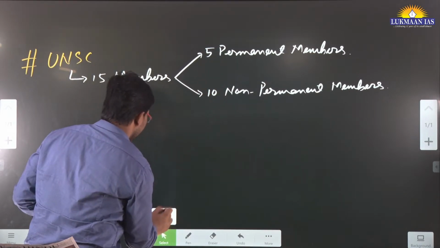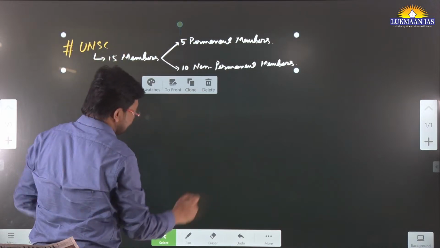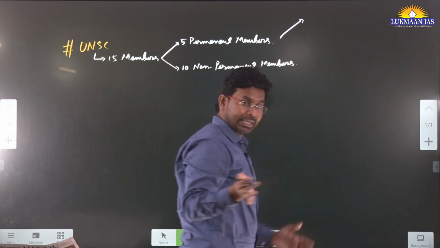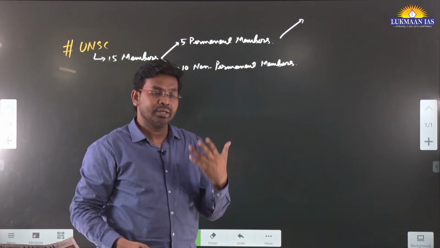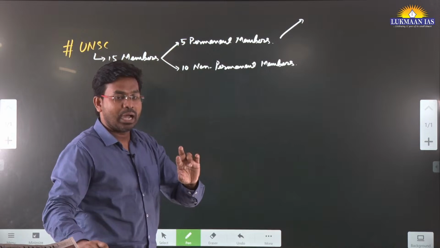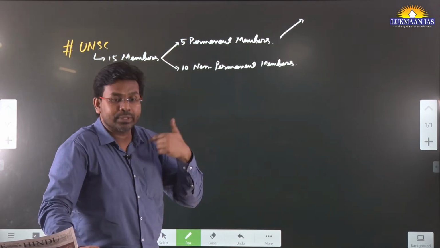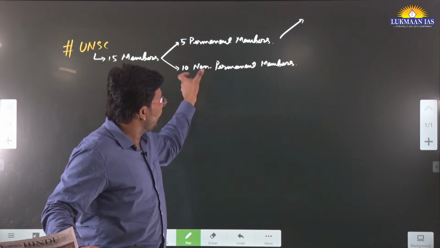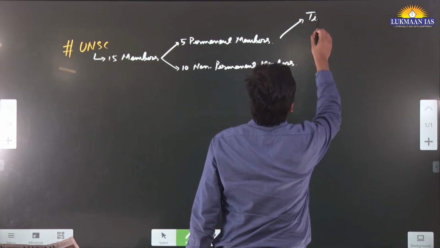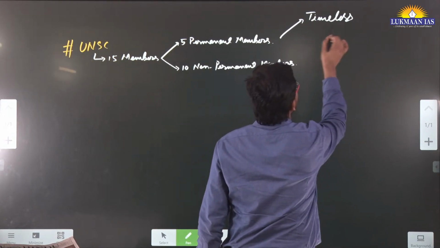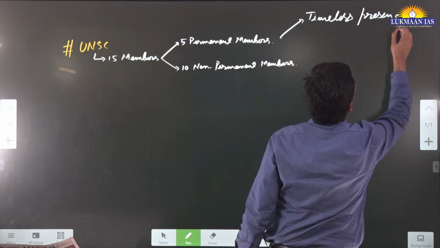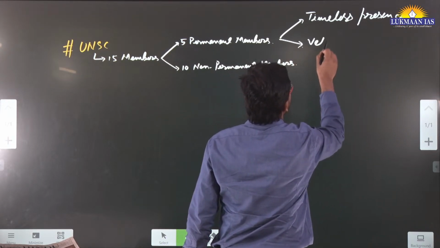When we talk about the permanent members, these permanent members have 2 benefits. One thing is these members have been permanent in the United Nations Security Council since this organization was created. Their seat is not time bound, whereas after every 2 years the non-permanent members cease to exist and new members are elected. Permanent members have a timeless presence, meaning they have been there since the beginning of the UNSC, and these members also have veto power.